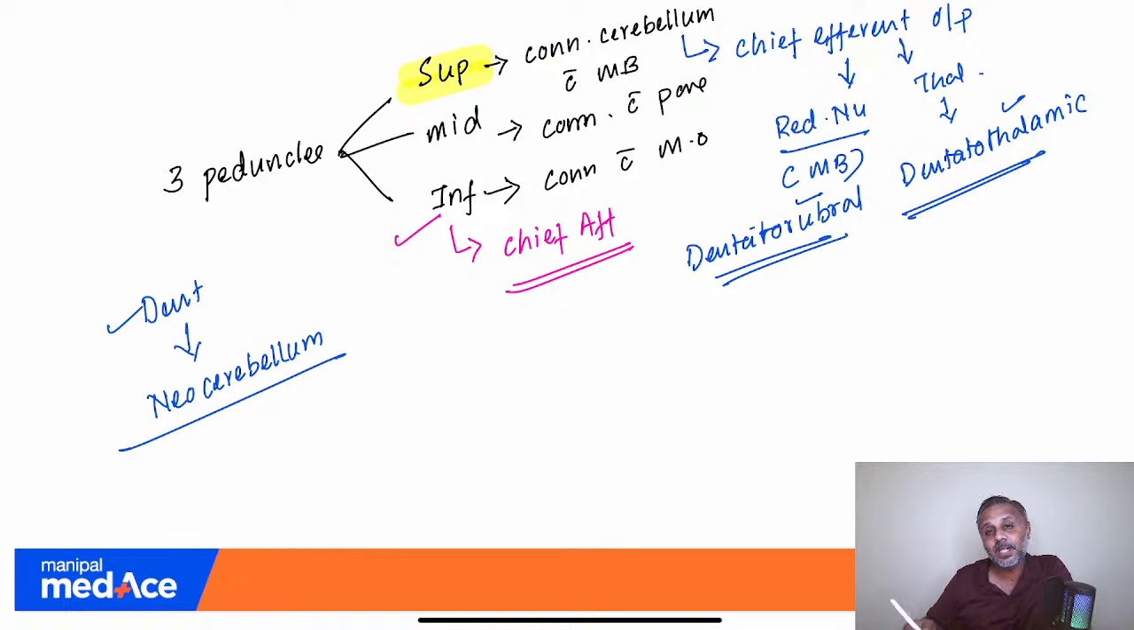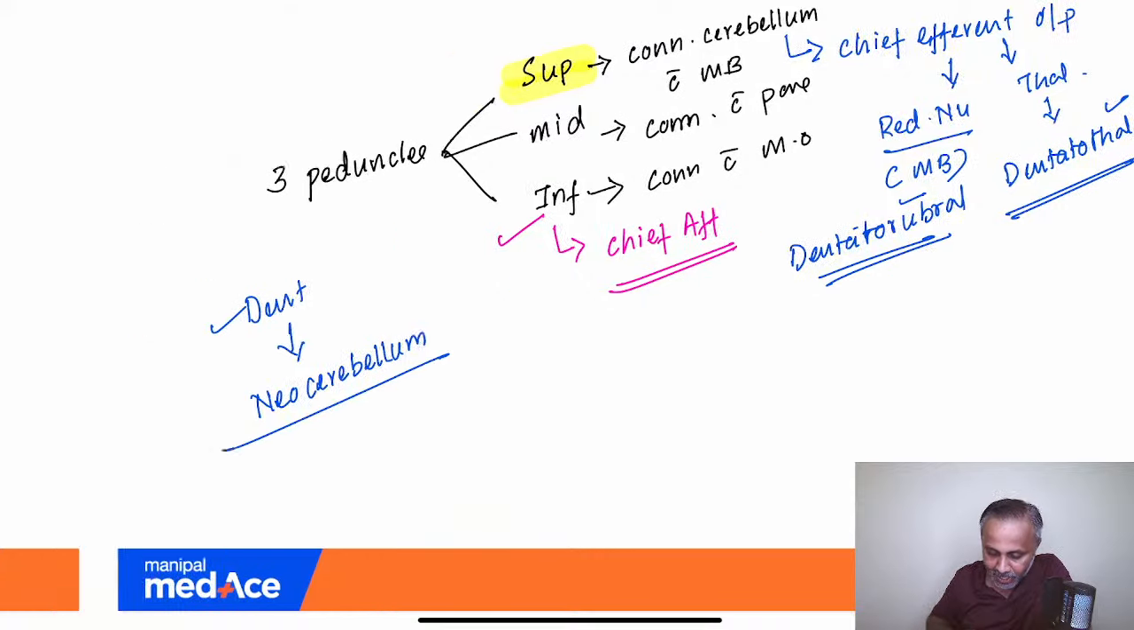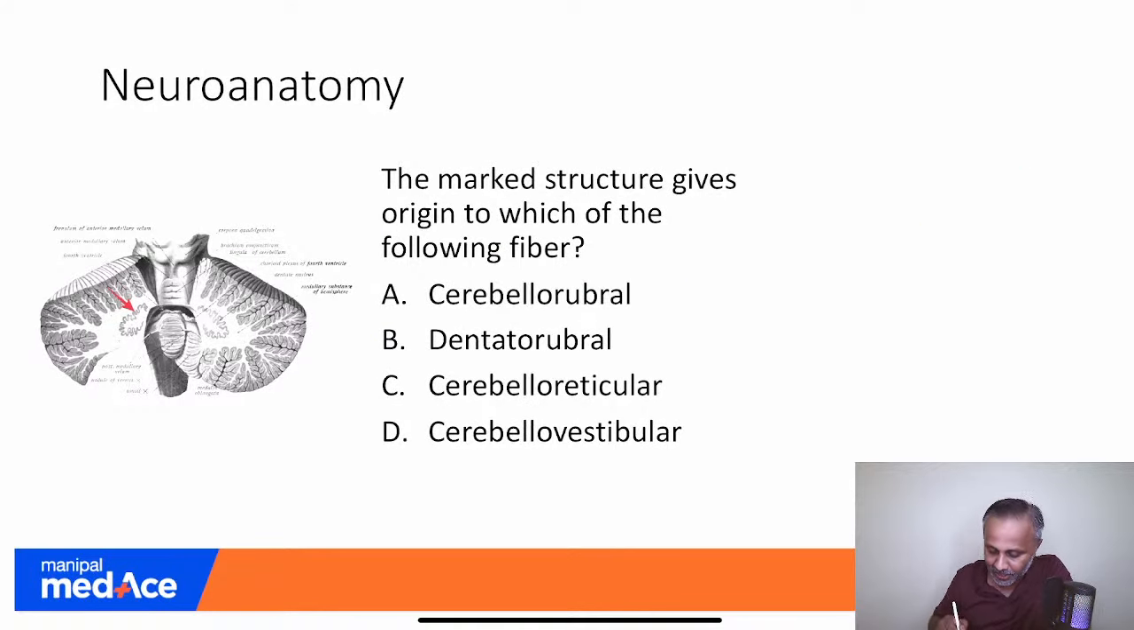So what fibers actually come from the dentate nucleus? These fibers go to either red nucleus or they go to thalamus. So let's see if this is one of the options. Fine. If we go through the options, yes, there is the dentatorubral fibers. Okay, this goes to red nucleus, and this is one of the chief efferent pathways of cerebellum, which passes through superior cerebellar peduncle, which connects it to midbrain.